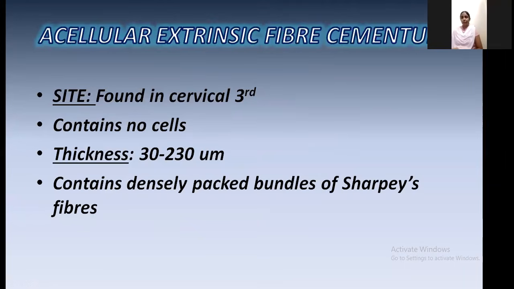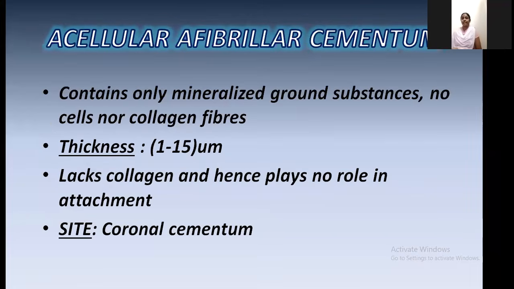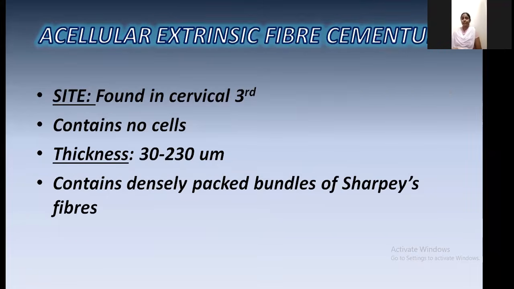Moving on to acellular extrinsic fiber cementum. Its site is the cervical third. Students, these are all very important: which type of cementum is found where? Acellular afibrillar is found in coronal cementum. Acellular extrinsic fiber cementum is found in the cervical third. It contains no cells. The thickness is 30 to 230 micrometers. It contains densely packed bundles of Sharpey's fibers.